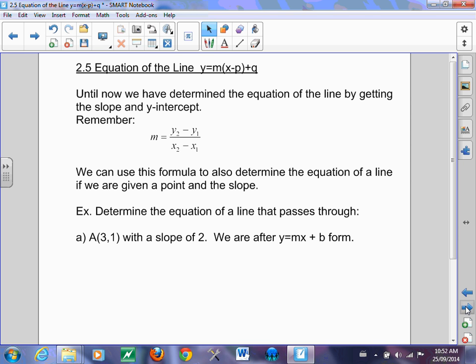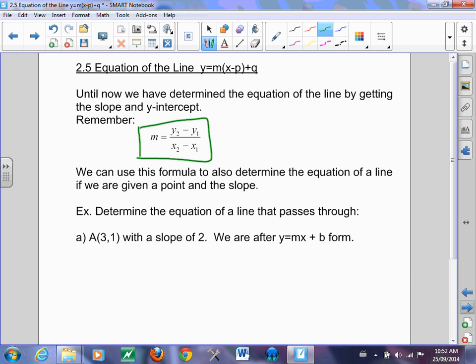Until now, we have determined the equation of the line by getting the slope and the y-intercept. Remember, we used the equation of the slope, and then we subbed it into y equals mx plus b. We then subbed a point in, found b, and then created our equation. It's a tedious thing to do all three of those. So what we're going to do is learn a short form way of doing this.